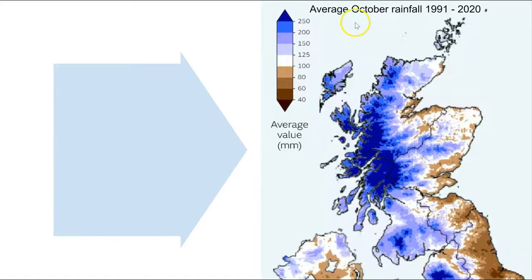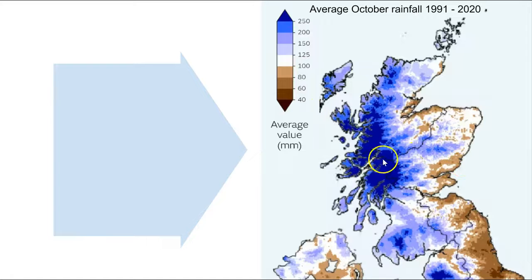And this is the average October rainfall from 1991 to 2020, that 30-year period that we take climate over. Here is the South Esk. So if we take a line across here, we can see that in the western part, we've got values over 250 millimeters of rain falling. And as you move across here, the values get lower down to between 60 and 80.